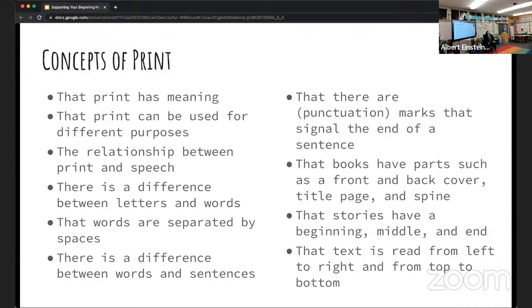Any questions? Any questions about concepts of print?